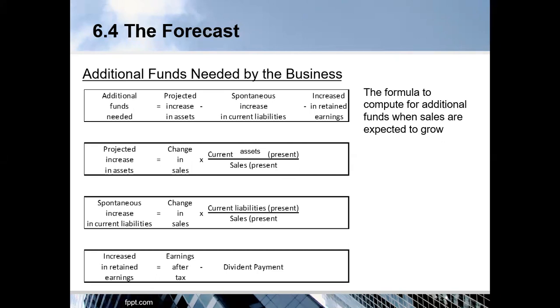So kumbaga parang when we say change in sales, like 20%, nag-increase ng 20%, so 120%, for example. And then current assets, yung current asset natin ngayon is over the sales, multiplied by the current asset over the sales. And when we compute naman yung increase in liability, current liabilities, change in sales multiplied by current liabilities over sales.